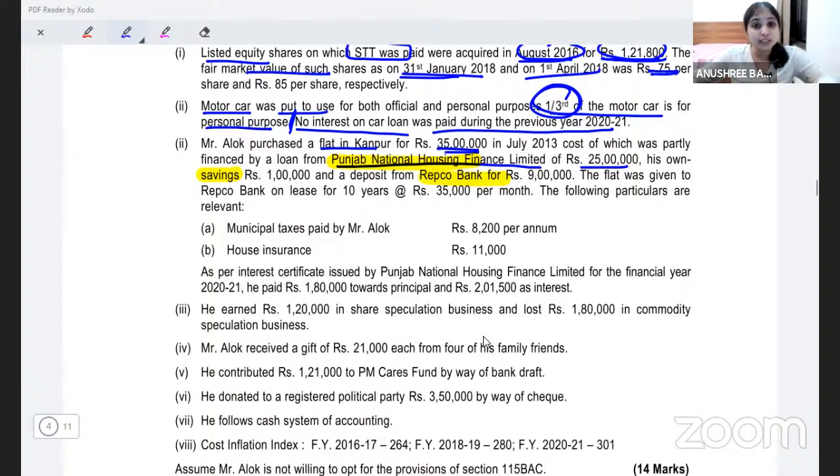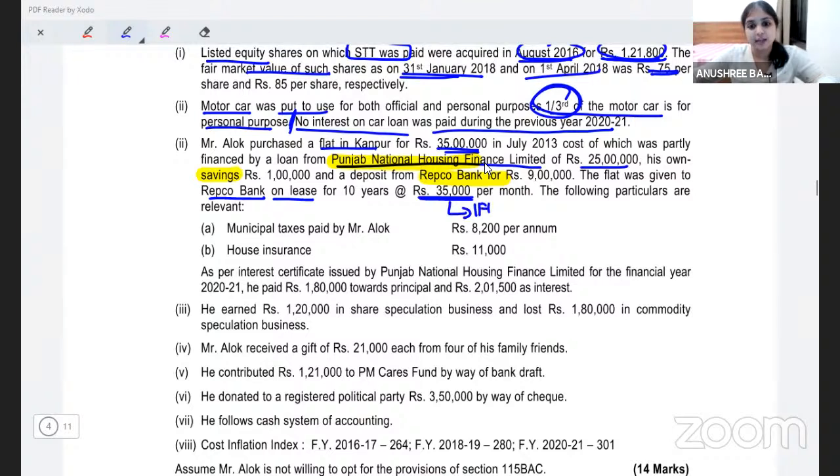And what did he do with this flat? This flat he gave to Repco Bank on lease, which means what does my assessee have now? My assessee has a let out property now. Do you agree with me? Yes, my assessee has a let out property. Let out property, he is giving a property on rent. The rent will go to which head?